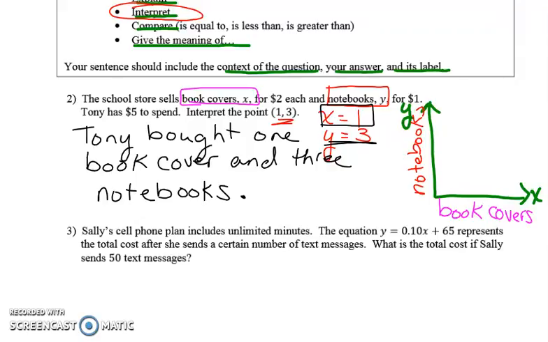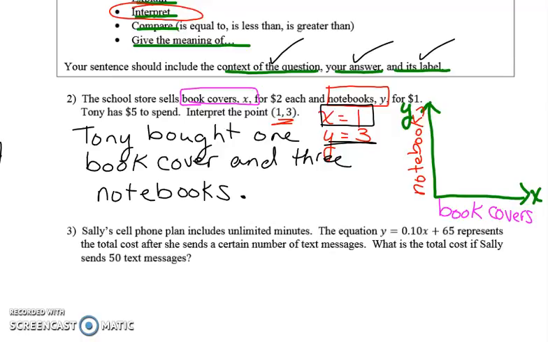Okay, I just need to reread it one more time and make sure I answered all of the questions, and I included the context, the answer, and the labels. The school store sells book covers X for $2 each and notebooks Y for $1. Yeah, I don't really care how much they are. I don't need to interpret that. Tony has spent $5. Interpret the point 1, 3. Tony bought 1 book cover and 3 notebooks. Yeah, I answered the question. I did interpret the point. Beautiful job. Okay, let's try Sally.